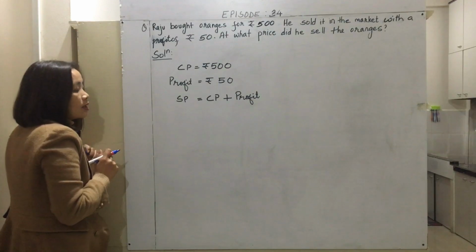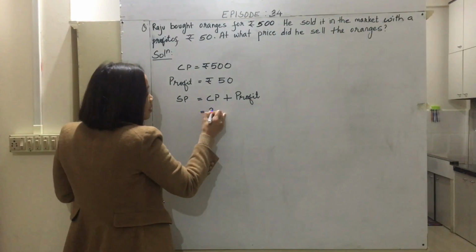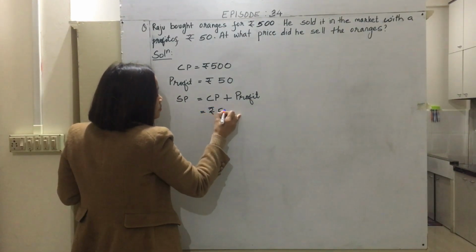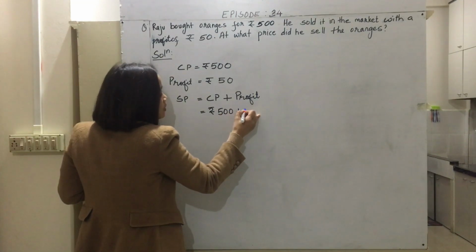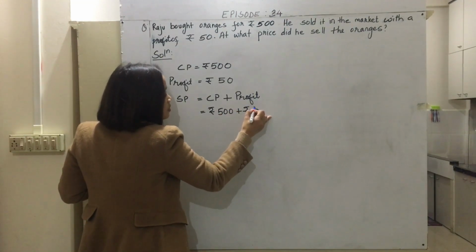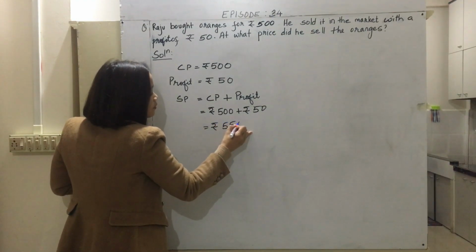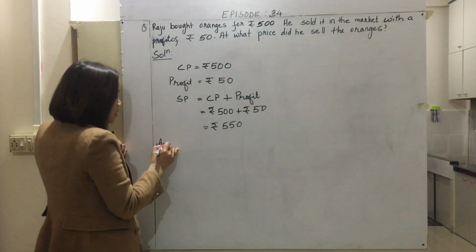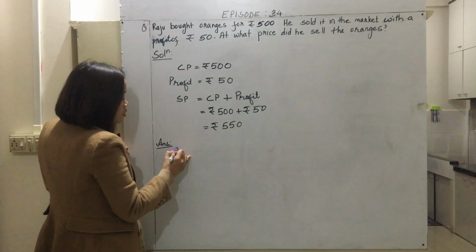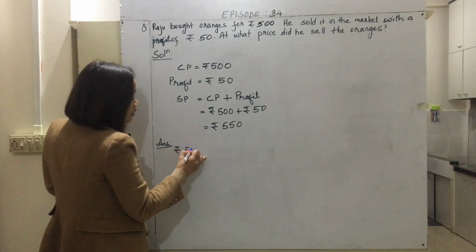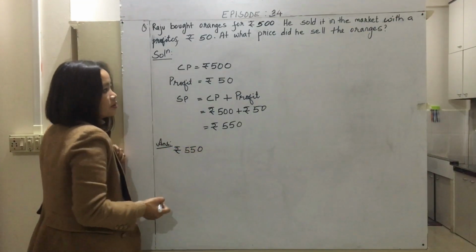So CP is 500, profit is 50 rupees. So when we add, we get rupees 550. So our answer is, that means he sold it for rupees 550.